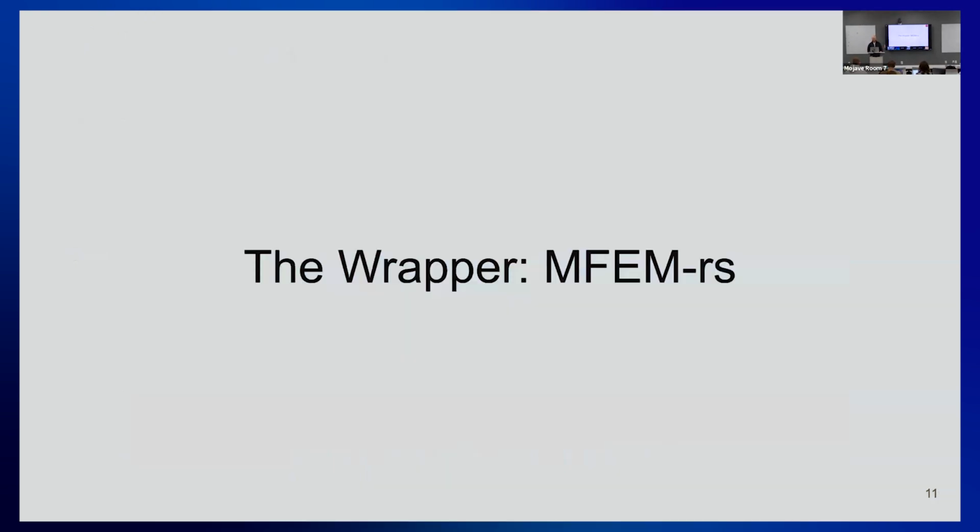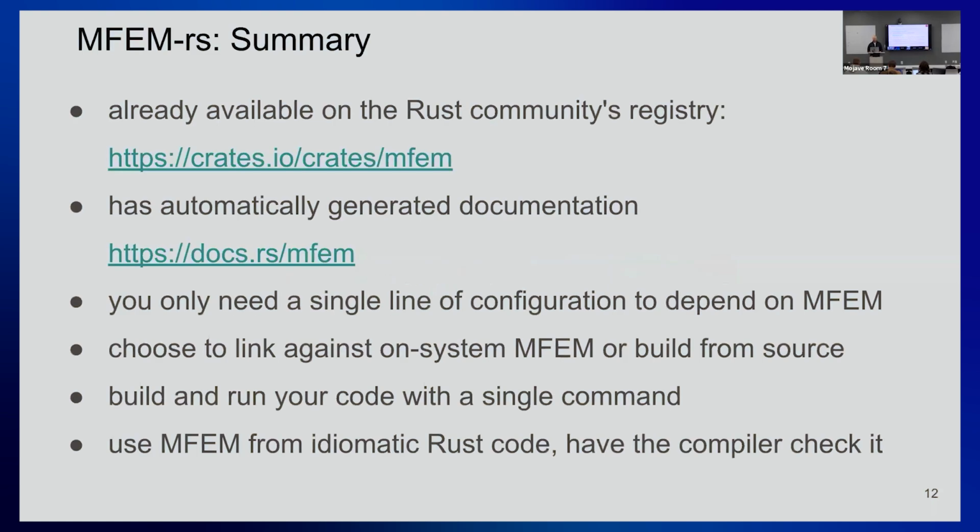All right, now I'm going to talk about the wrapper itself. It's called MFEM-RS. This dash RS part is a convention in the Rust community for naming wrappers that come from other languages. Here's a quick summary. It's already available on the Rust community's registry. So if you go to crates.io/crates/mfem, you'll see this wrapper. It has automatically generated documentation on docs.rs/mfem.